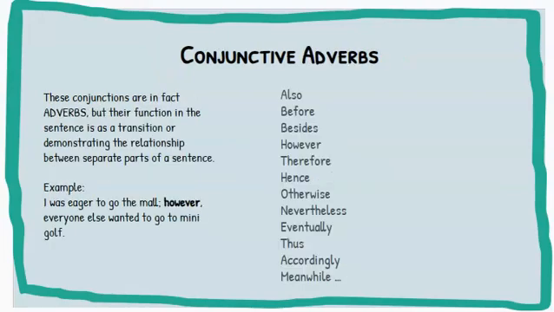Next, we have conjunctive adverbs. These conjunctions are in fact adverbs, but their function in the sentence is as a transition or demonstrating the relationship between separate parts of a sentence. I was eager to go to the mall, however, everyone else wanted to go to mini golf. And we'll spend more time working on these later, but just so that you know that these are considered conjunctions and they're adverbs.